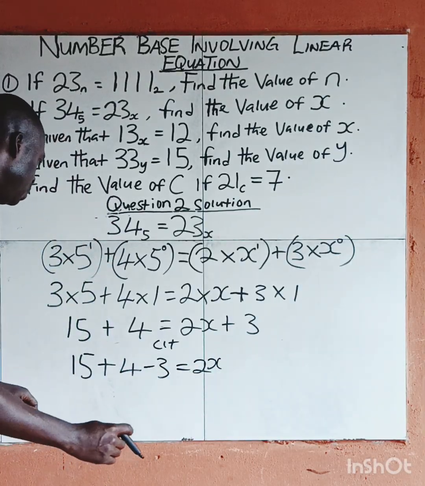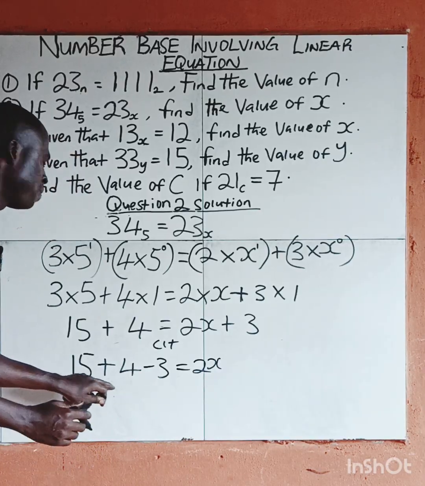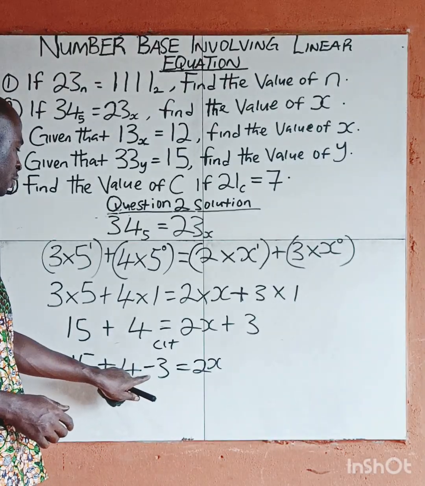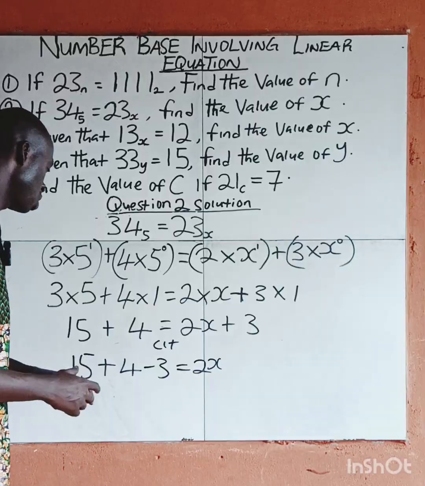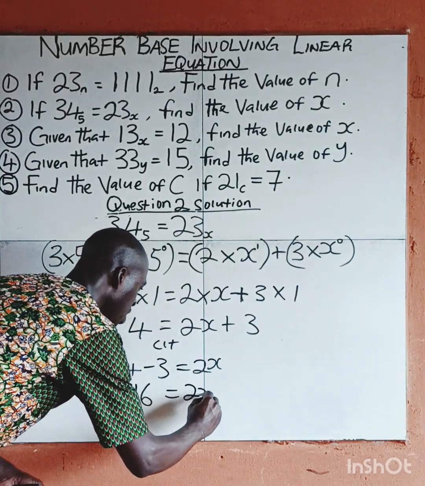At the end of the day, what you simply need to do is add up here. 15 plus 4 will give me 19. And if you subtract 3 from 19, you will simply be left with 16. So here becomes 16, and here becomes 2x.